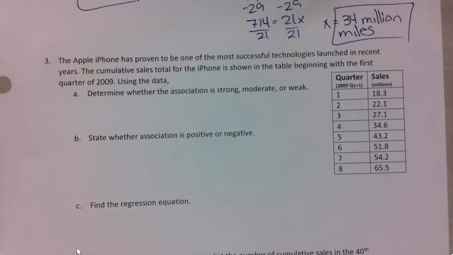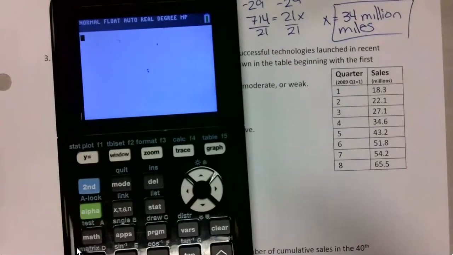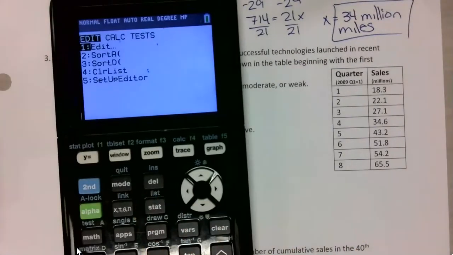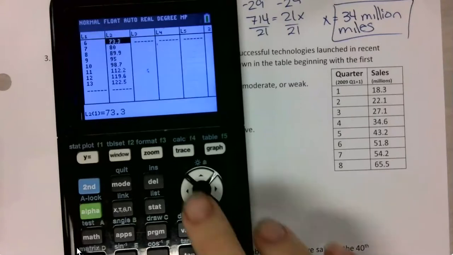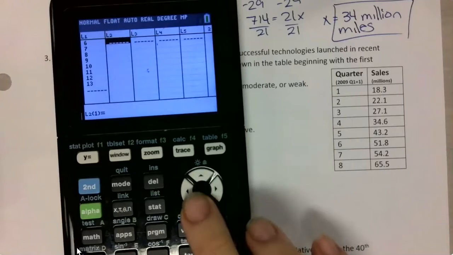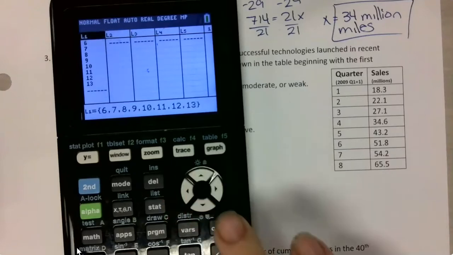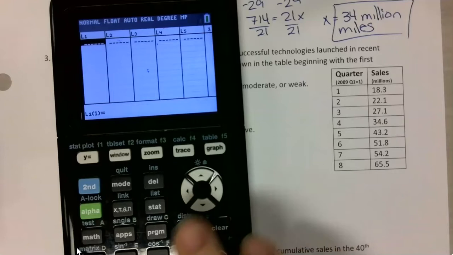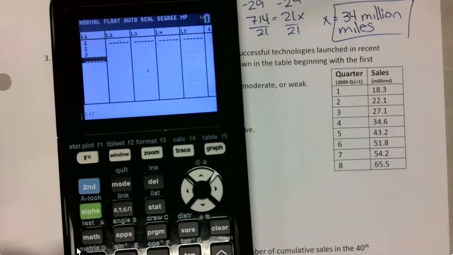So I want to type this into my calculator. I'm going to go to Stat, Edit. I want to clear out any of my lists if I have something. I arrow up to my list name, press clear, and then arrow down. And then I want to enter all of my X values. And then I want to type in all of my sales.